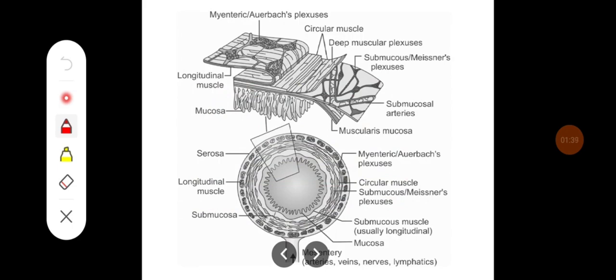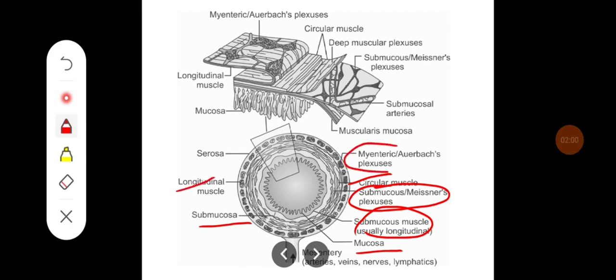These are the different layers of the GI tract: the mucosa, submucosa, submucous muscle. Then we have the submucous Meissner plexus and nerve plexuses, then the circular muscle layer, and in between the longitudinal and circular we have myenteric plexuses, also called Auerbach plexuses, and the outermost layer is called serosa.